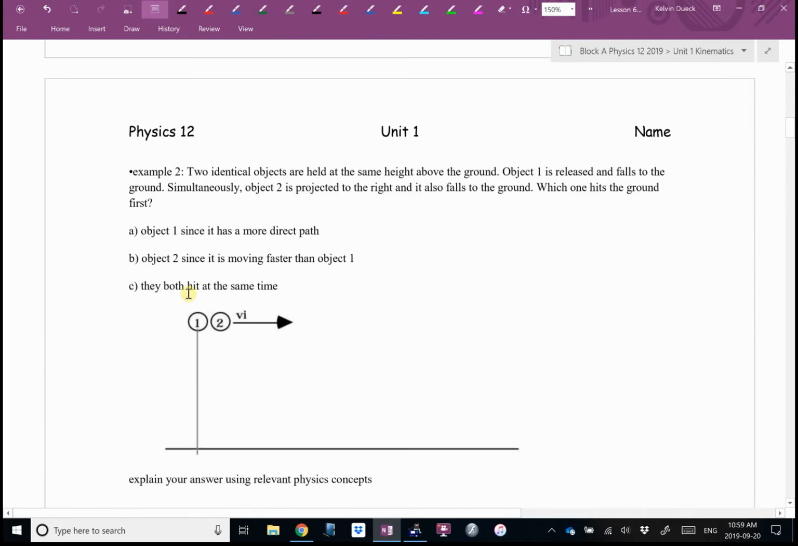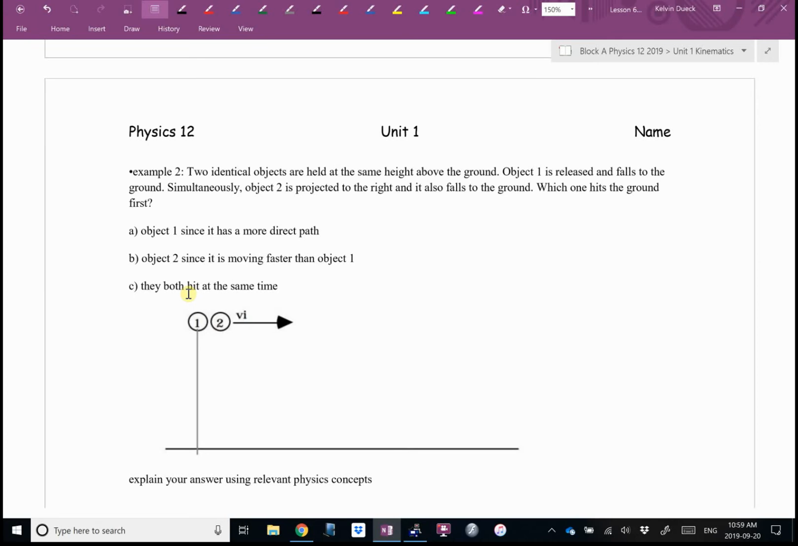All right, next thought puzzle, and once again we're going to vote. Suppose I have 2 identical objects. They're going to start at the same height above the ground. Object 1 is released, it's going to fall straight down. Object 2 is going to be fired horizontally with a velocity. They're both starting at the same height. Which one hits the ground first?